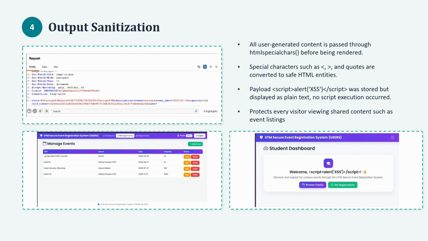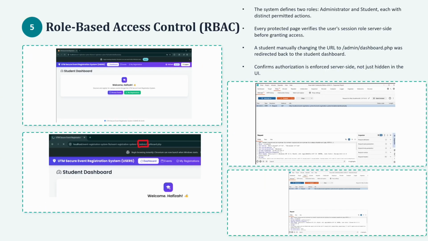Fifth, role-based access control. The system defines two roles, administrator and student, and every protected page checks the user role on the server before granting access. We tested this by logging in as a student and manually changing the URL to the admin dashboard. The system detected that the account only has student privileges and redirected us straight back to the student dashboard, confirming access control is enforced on the server, not just hidden in the interface.